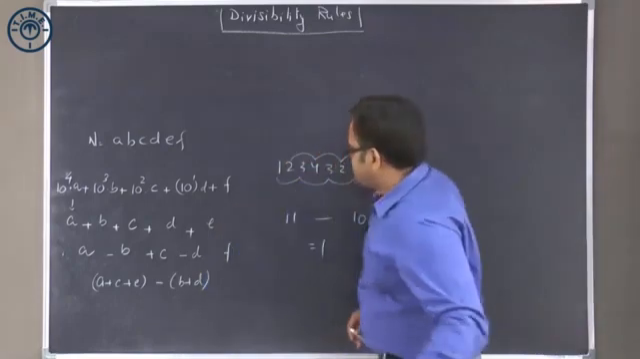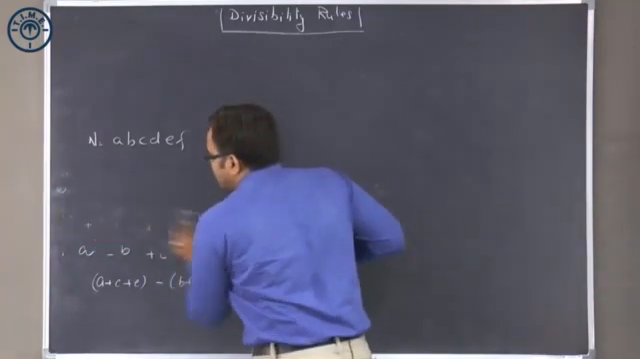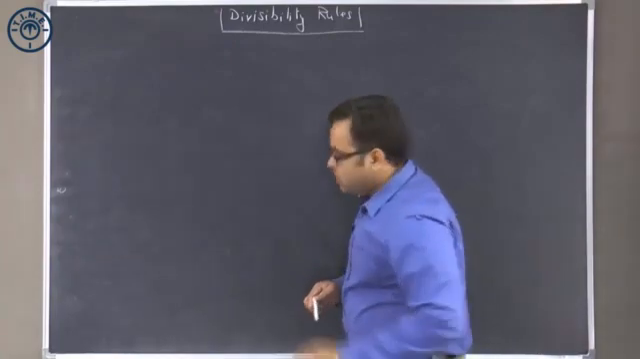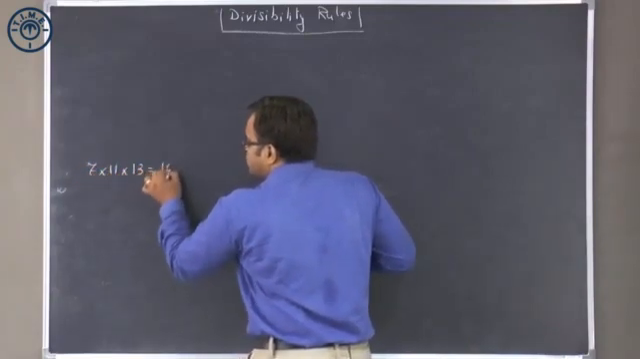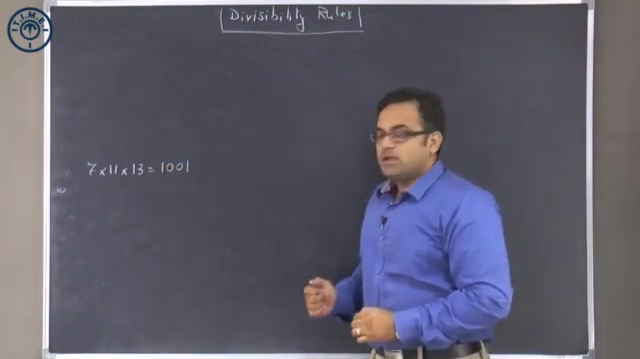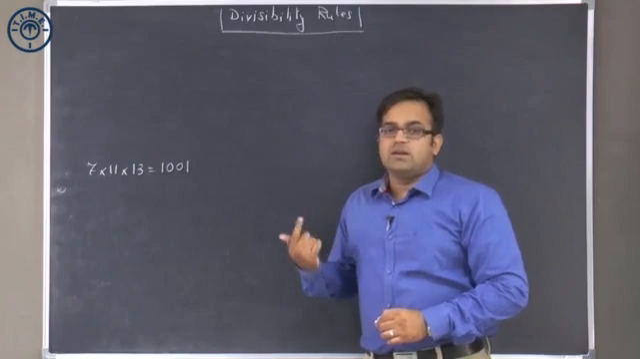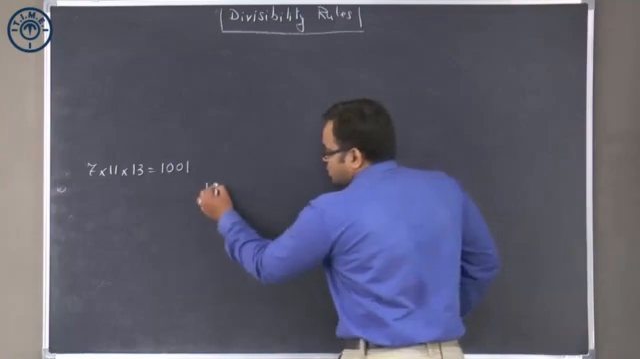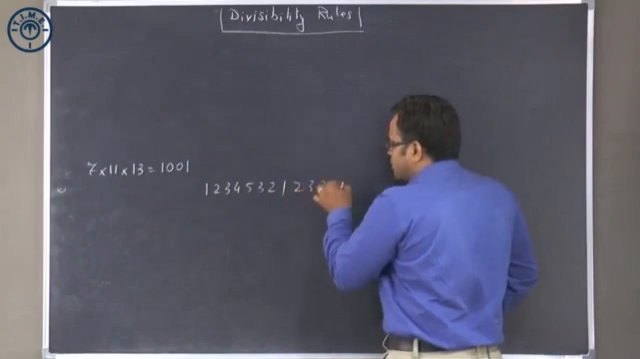Extending this idea further, we have a very interesting divisibility rule for 7, 11 and 13. We know that 7 into 11 into 13 is equal to 1001. Because 7 into 11 into 13 is 1001, that means that if 1000 is divided by 7, 11 or 13, the remainder would be minus 1. So on the basis of this, let us say a number is 1 2 3 4 5 3 2 1 2 3 2 3 1.